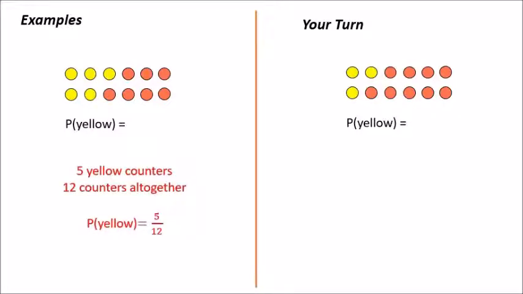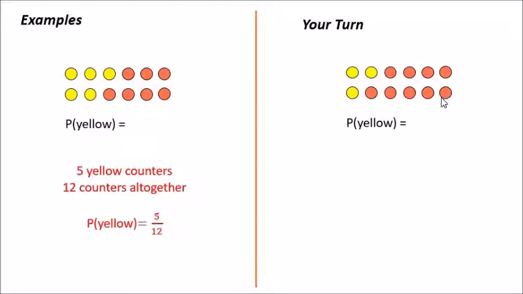Alright, so to find the probability of picking a yellow counter here, we basically have to recognize that there are 5 yellow counters and there are 12 counters altogether. And the probability of picking a yellow, therefore, is 5, because there are 5 yellow, out of 12, because there are 12 altogether. And we can represent that as a fraction, decimal, or a percentage. Take some time to copy that down.